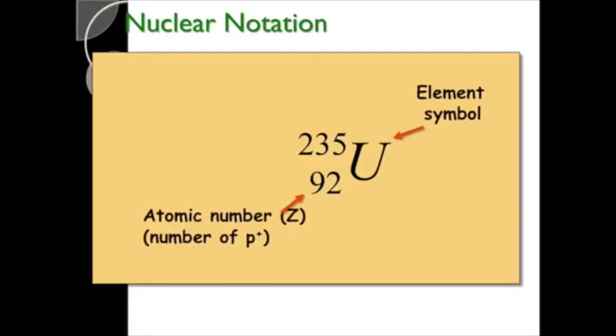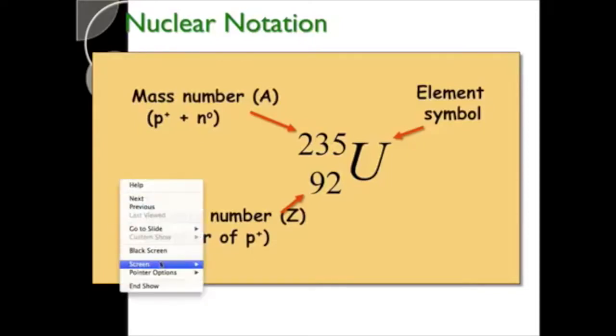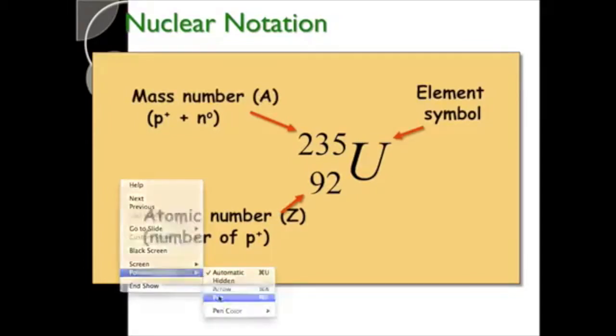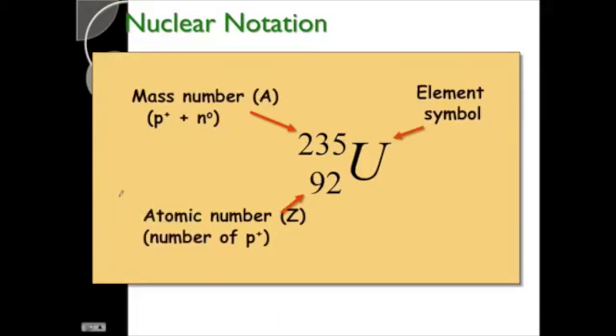But our top number is the part that can change without changing our atom. The top number tells us our mass number, which is our protons plus our neutrons. Remember, our neutrons can change, because if we change our neutrons, we have isotopes. So this number can change. This number can't without changing our atom. Both of them are going to change with balanced nuclear equations.